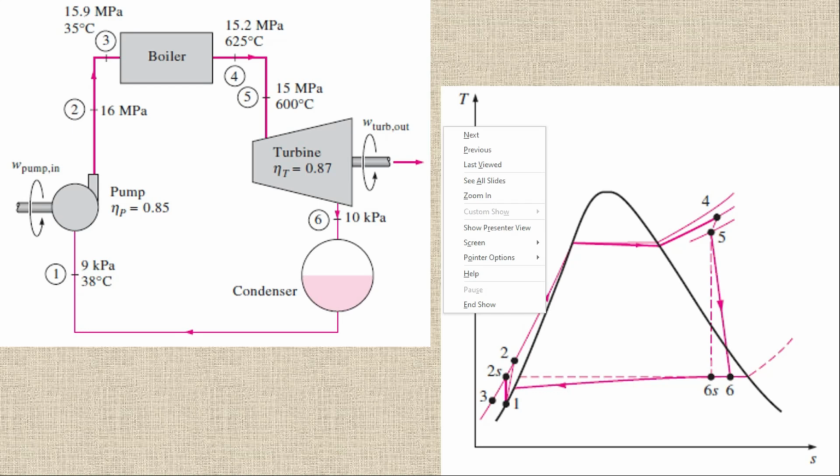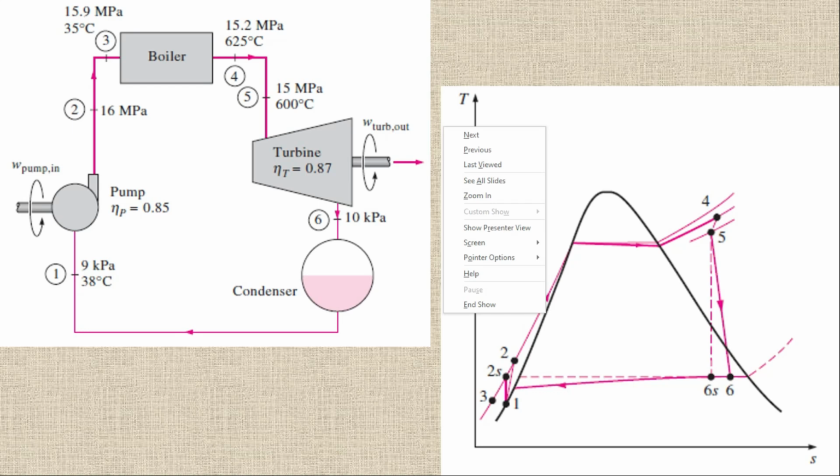We will check the value of enthalpy at point number 5. Then we will go to point number 6. We will assume that the entropy at point number 6 is the same as the entropy at point number 5, as we solved in question number 1 in the last class.